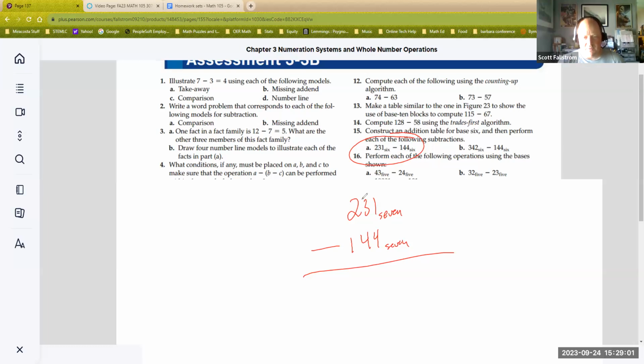This one's more traditional. So I'm going to take one group of 7. That leaves me with 2 groups of 7. I bring over one group of 7 here. That's 7 plus 1. That's 8. And 8 minus 4 is 4. Okay. And then down here, I have 2.